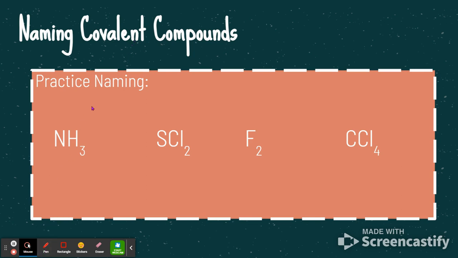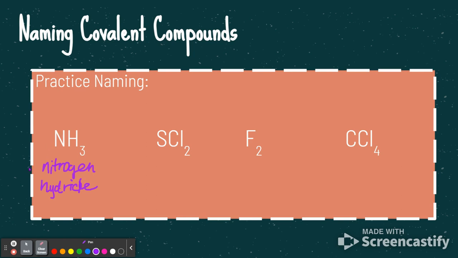So I'm going to go ahead and get started with naming here. So here we have our first element of nitrogen, and our second element is hydrogen, and we call that hydride. Okay. And then we're going to go back and we're going to fill in our prefixes.